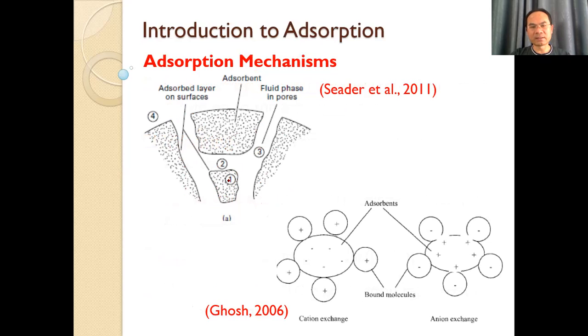The first one is the solute in the pore. That's right. This is the bulk solution of the solute, the fluid that's in the pore. And number two is the solute accumulating on the surface.